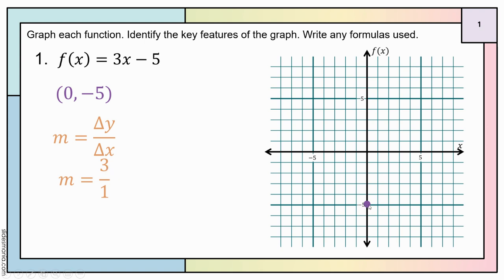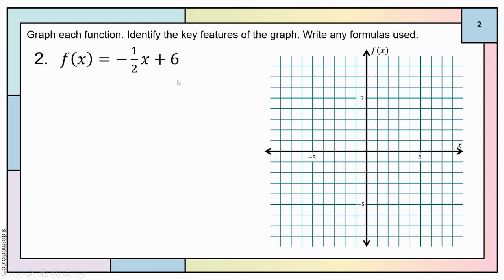So starting at this point (0, -5), we would go up 3, right 1, and put a point. And then we go up 3, right 1, and put a point. Do that until you run out of grid so that you have a very good, accurate line. Place your straight edge up against all of the points and draw your line. And make sure you put arrows on the ends of your lines, both ends, because it continues on forever in both directions.